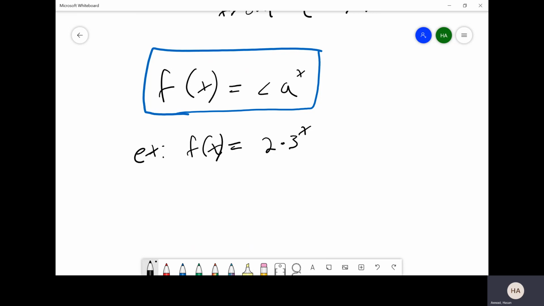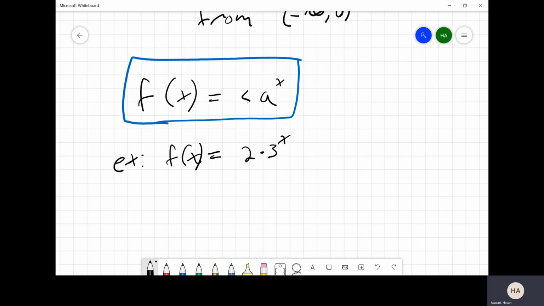Now, a really basic exponential function is when c is equal to 1. If c is equal to 1, then c just drops out, right? And then you just have a to the x. So always be on the lookout for c being 1 and just having some number raised to an exponent, because that's still an exponential function.